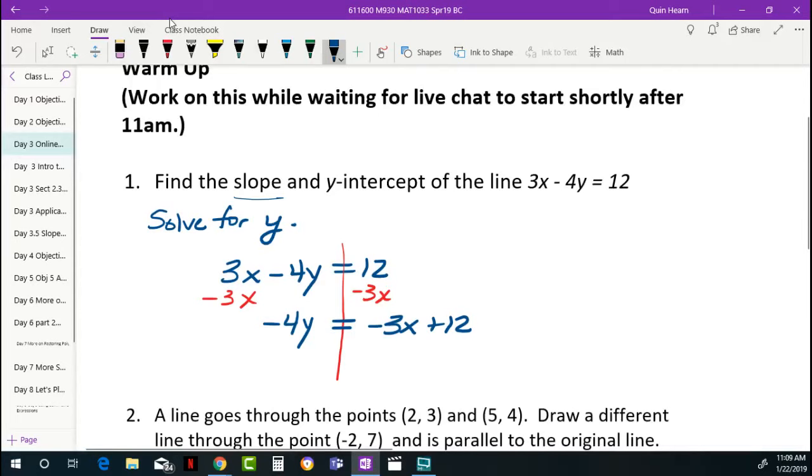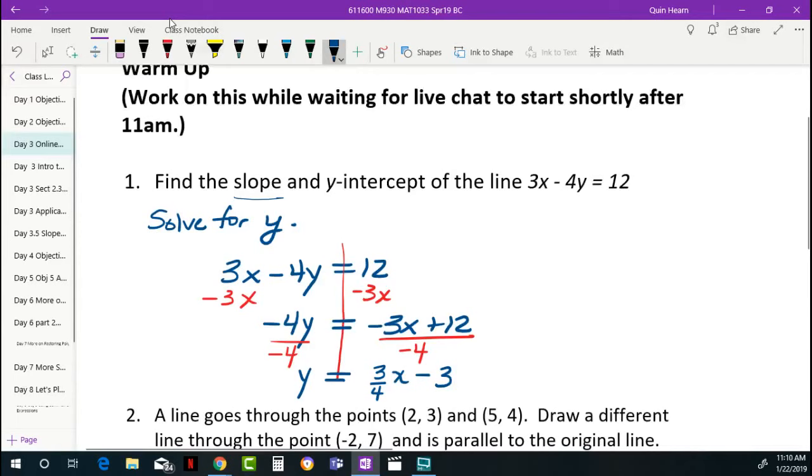All right. So once you've moved the x term, the next thing you're going to want to do is, if there's a coefficient, a number being multiplied in front of the y, you're going to divide both sides by that number. Now when you do that, it's really important to remember that when you divide a sum, you divide each part. So you're going to divide every single term by that negative 4. So that's going to give you y equals, and then you're going to have negative 3 divided by negative 4 is positive 3/4 x. And then 12 divided by negative 4 is negative 3.